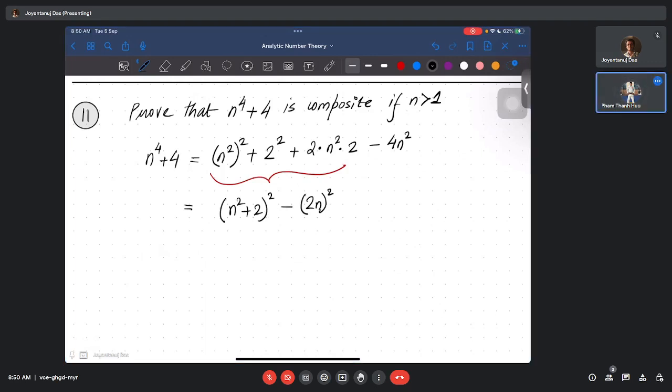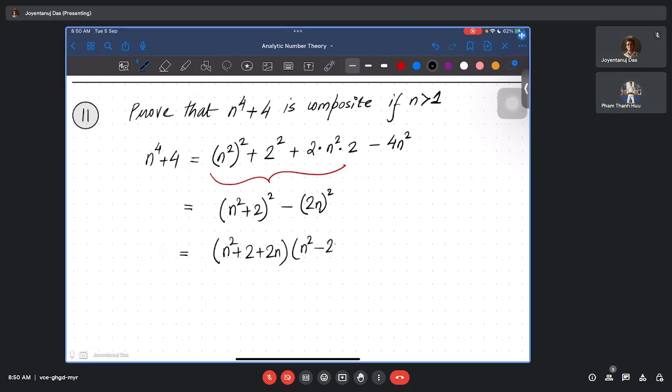So now I can use the a square minus b square formula. So n square plus 2n plus 2 and n square minus 2n plus 2, right? Now this is a factorization, but I have to show that each term is strictly greater than 1. Otherwise it can happen that one of the terms becomes 1. How to show that? Then only I can say it is composite.